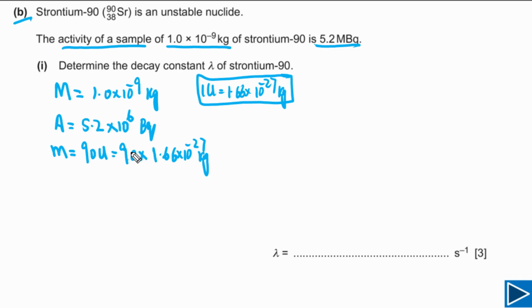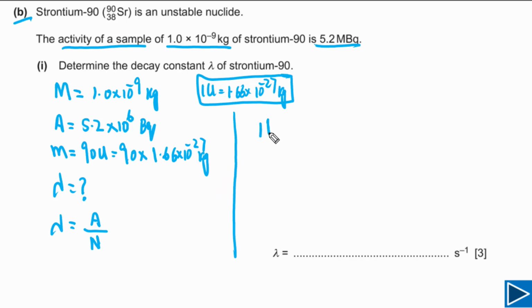Now the question is asking us to calculate the decay constant, which means we need to calculate lambda. In order to calculate lambda, we need to find the value of A, and also we need the number of nuclei N, but A we already have. Now we need to find out N. So how can we find N? This is the difficult part in this question.